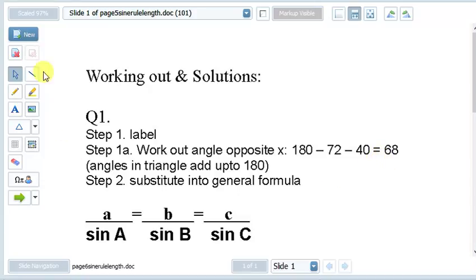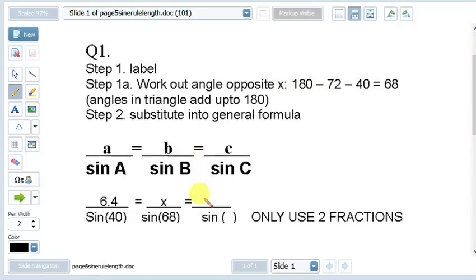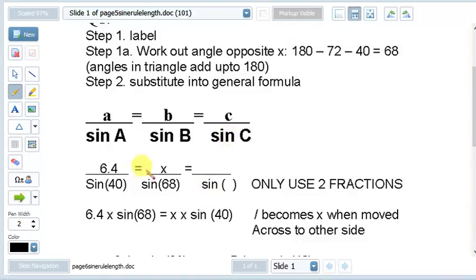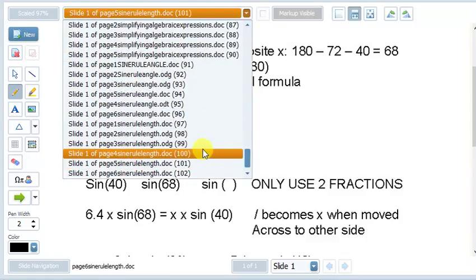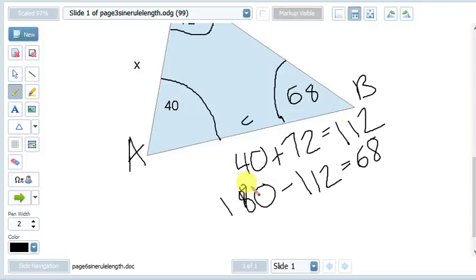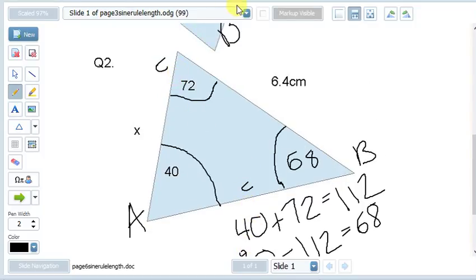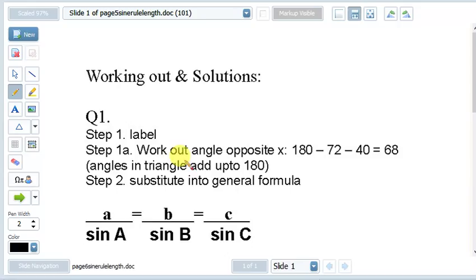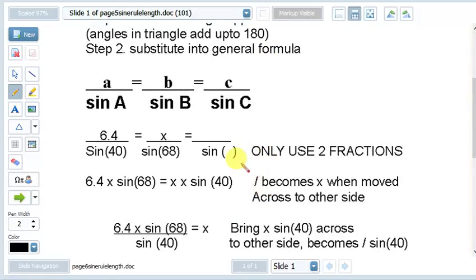So that's just explaining: work out the angle opposite the x, which is what I've just done, the 68 degrees, and then basically we've got our formula now. And I'll just enter in this c as well, because I think we do have some information about the c. So the angle c is 72 degrees. Okay, so I'll just put 72 in there.